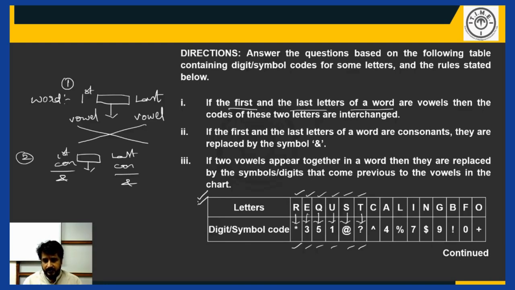What is the next? If two vowels appear together in a word, then they are replaced by the symbols or digits that come previous to the vowels in the chart. Okay. ఇది కొంచెం ట్రికీగా ఉంది. If two vowels appear together, okay, two vowels appear together ante, let's take an example.